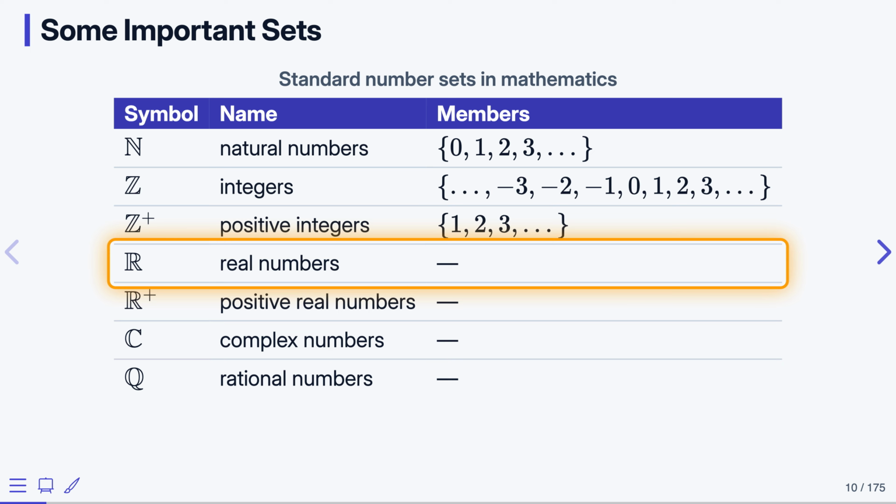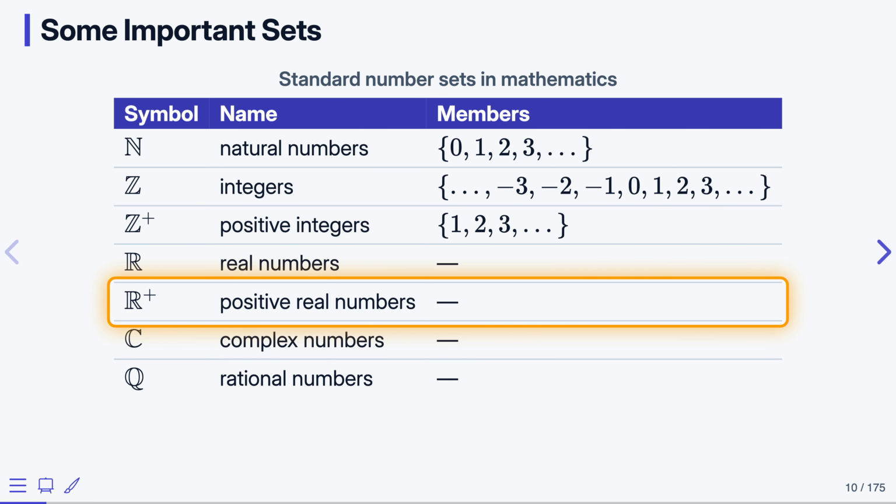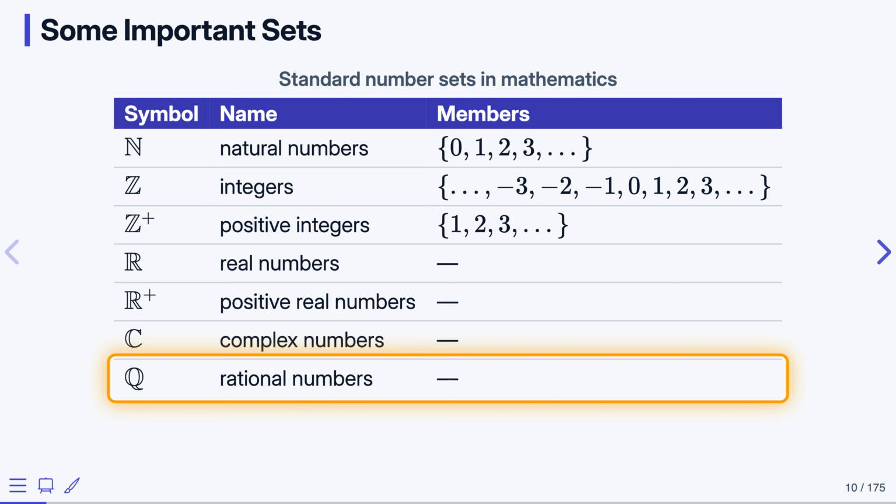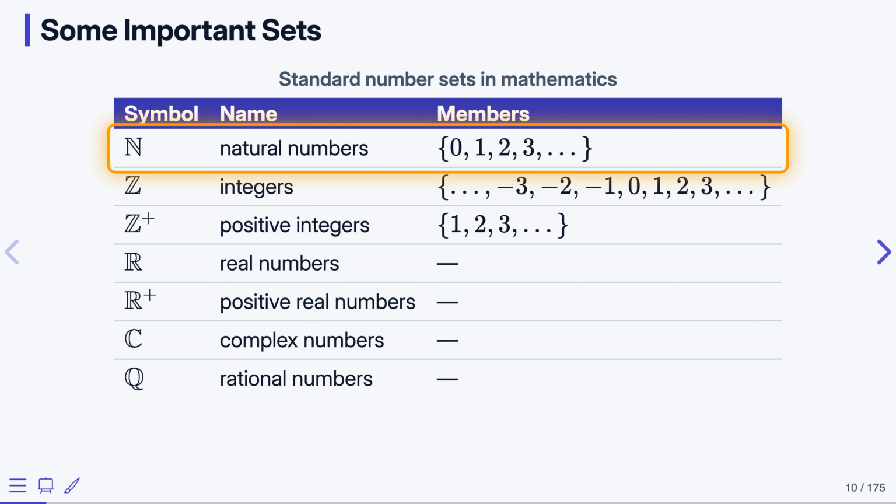Capital R is the set of all real numbers. That is every point on the number line. Capital R with a plus is the set of positive real numbers. Capital C is the set of complex numbers. And capital Q is the set of rational numbers, that is, the fractions. One caution about the first row. Some books leave 0 out of the natural numbers, so always check the convention a book is using.